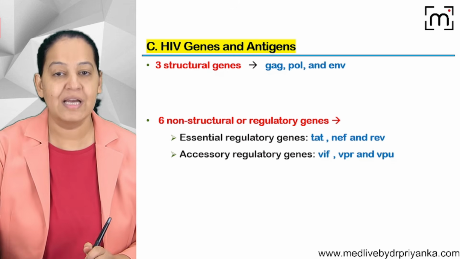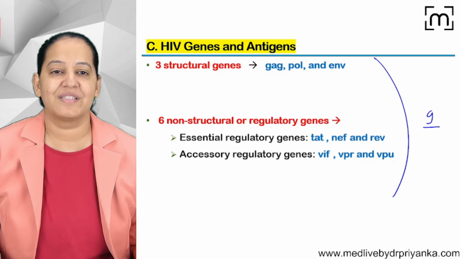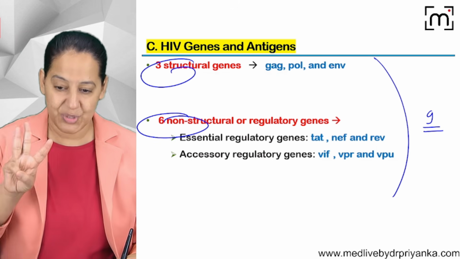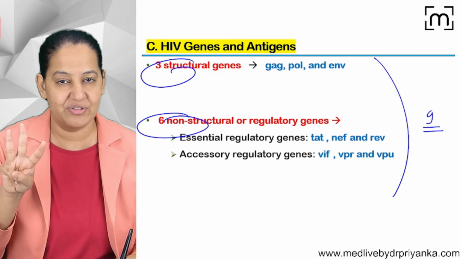And now coming on the genes. There are total 9 genes present in HIV virus. 3 of them are structural and 6 of them are non-structural. The 3 structural genes, I guess everyone knows the 3 structural genes of the HIV virus.